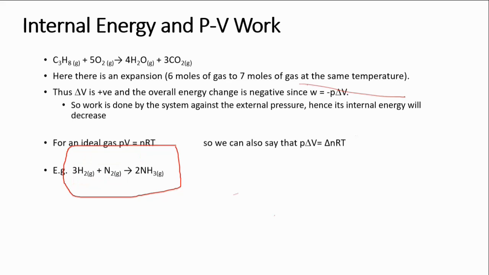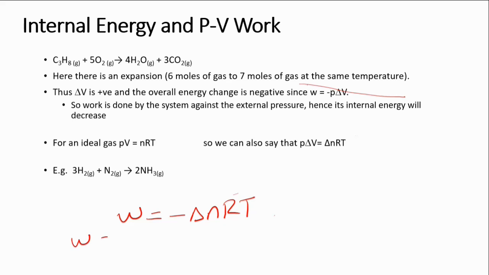All right? Well, we'll say work is equal to minus delta nRT. Work is equal to, delta n would be, well, remember to put the minus sign, don't forget that. Delta n would be 2 minus 4. 2, which is the 2 moles of gaseous product, minus the 4, which is the total number of moles of gaseous reactants.